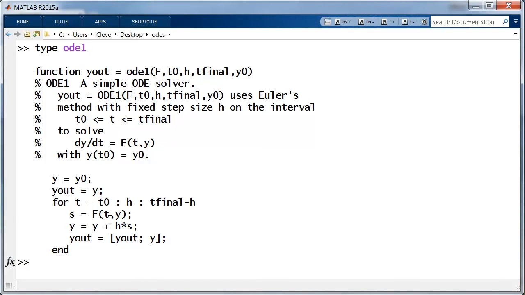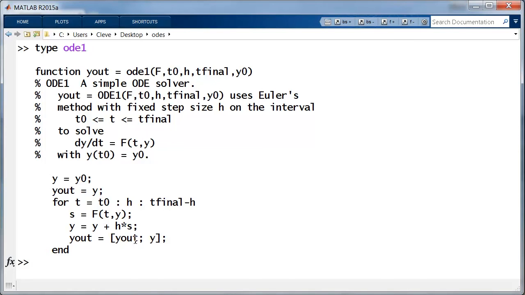to t final. We evaluate the function f at t and y. That gives us a slope s. S is for slope. Here's the Euler step. Take the current value of y, add h times the slope. That gives us a new value of y, and then y is appended to y out.